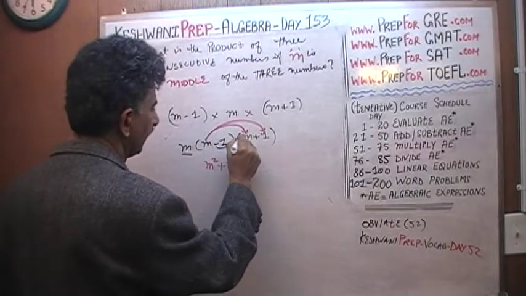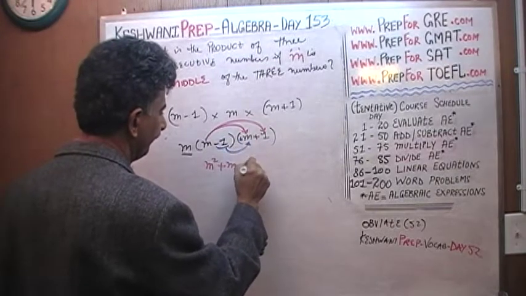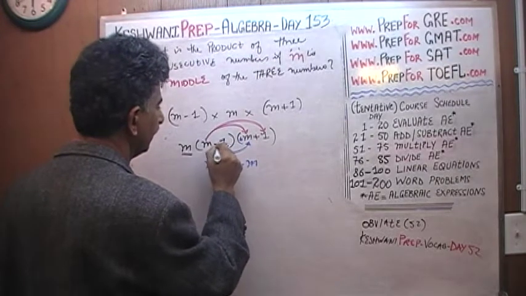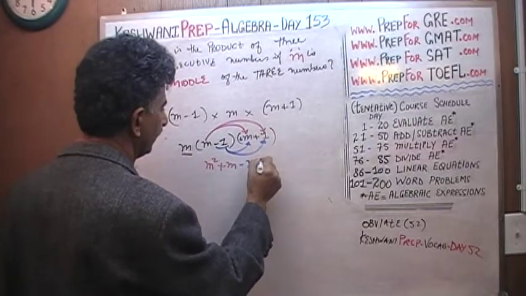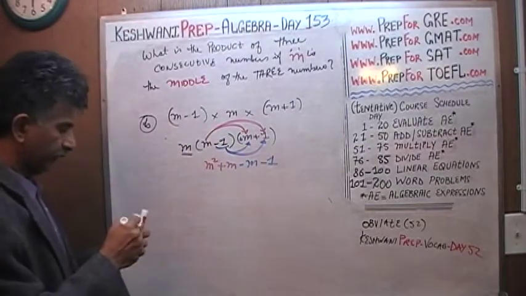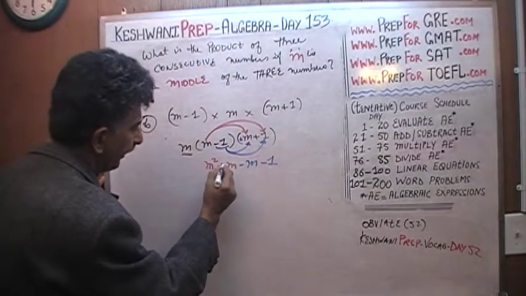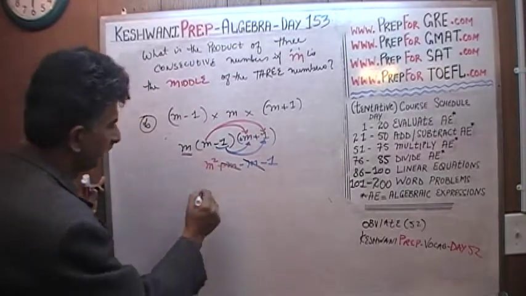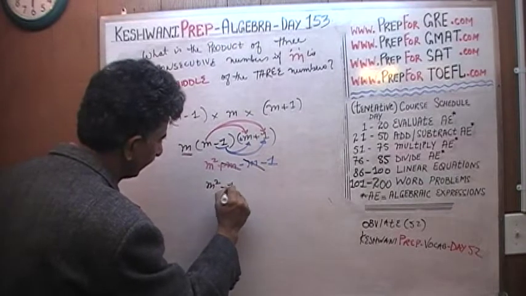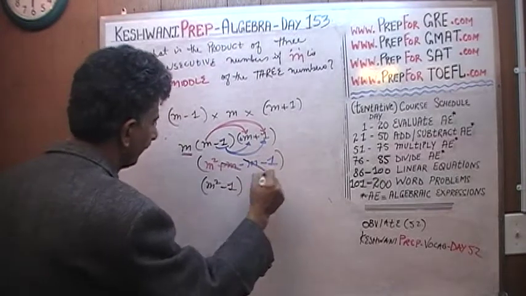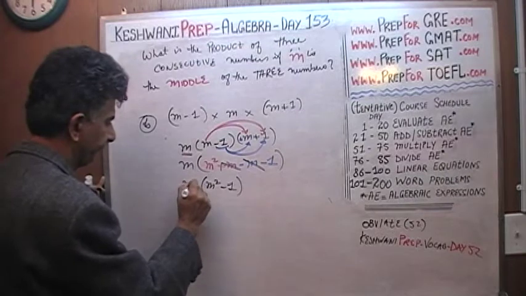A minus 1 times a plus m is a minus m. And then minus 1 times a plus 1 is minus 1. What do we notice? We notice that plus m and minus m disappear. And we end up with m squared minus 1. And remember, outside we have m.